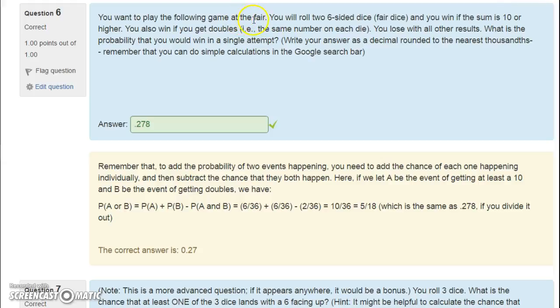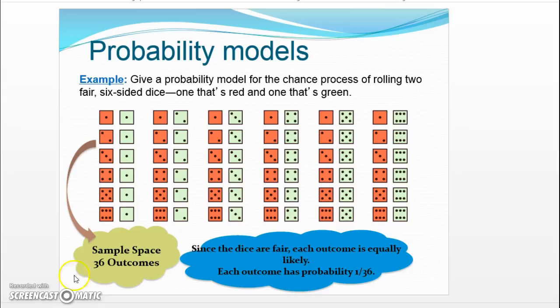So here we roll 2 dice and we win if it's either 10 or higher, or if we get doubles. If we take a look real quick at the probability model, you can count the doubles here. 1, 2, 3, 4, 5, 6 of our 36 are doubles. But then we also have the 4 6, the 6 4, the 5 6, the 6 5. So there's really 10 possibilities there.